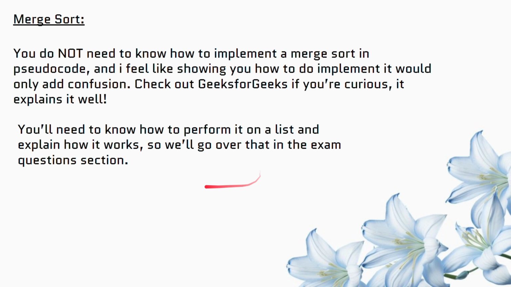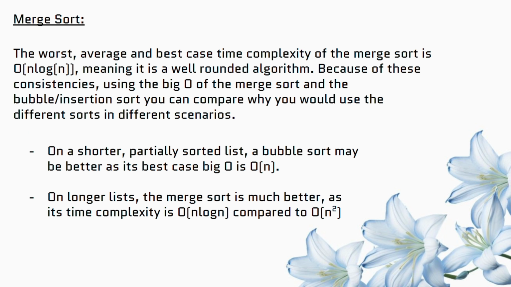Anyways, you do need to know the big O for the merge sort. So we're going to cover that right here. So the worst, average, and best case time complexity of the merge sort is O of n log n, which is really good. It's a well-rounded algorithm. It's very consistent, right? Which is a good thing. You want your algorithm to be consistent. You want it to perform just as well as it does in the best and worst case scenario. Because the worst case actually isn't that bad.